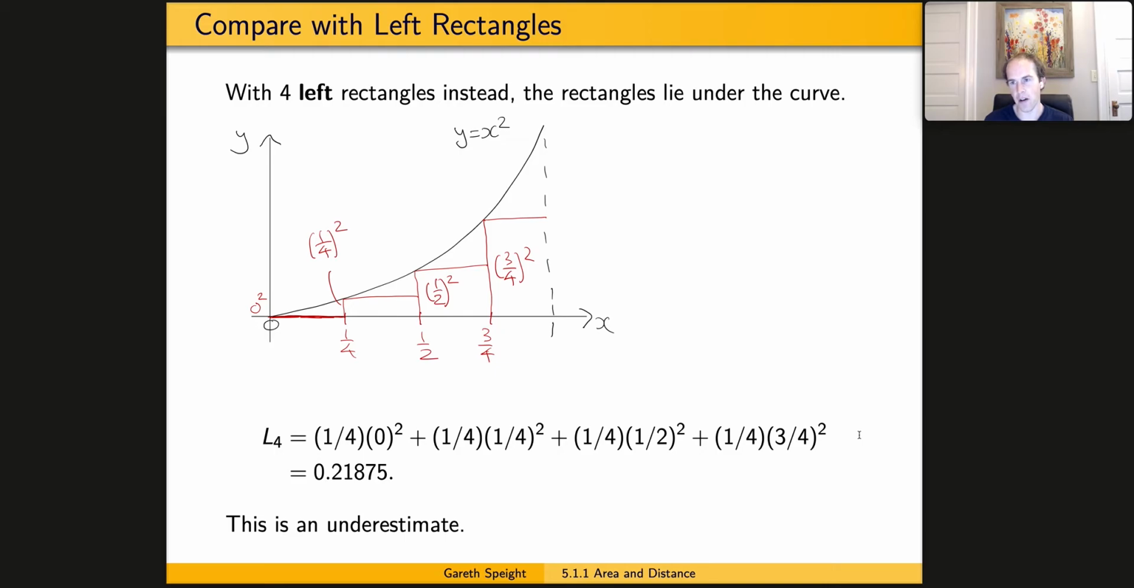If the rectangles are above the curve, we get an overestimate. And by the way, it's not always the case. So here we had the right rectangles give an overestimate, left rectangles give an underestimate. It's not always the case that left rectangles underestimate. It just depends on which way the function is going. So here the function is going up. It's an increasing function. If you had a decreasing function, the situation would be reversed. The left rectangles would give you an overestimate instead. So do be careful, think what the picture would look like, think if your function's going up or down, if they ever ask you for an estimate, or whether it's an overestimate or an underestimate.